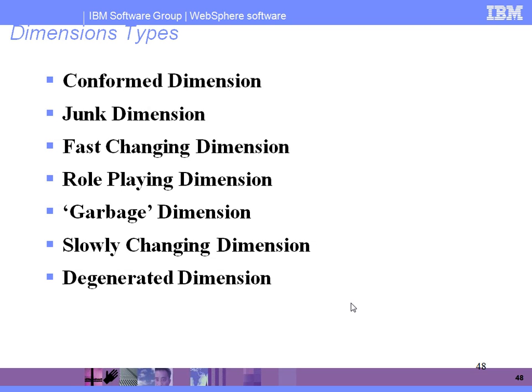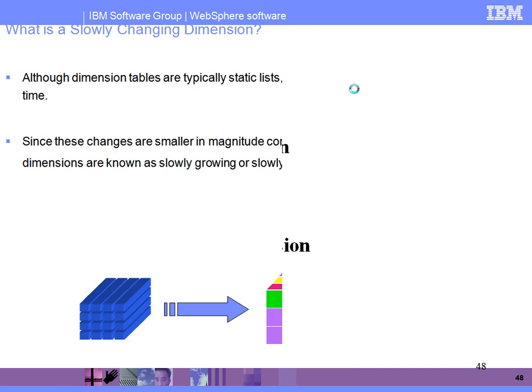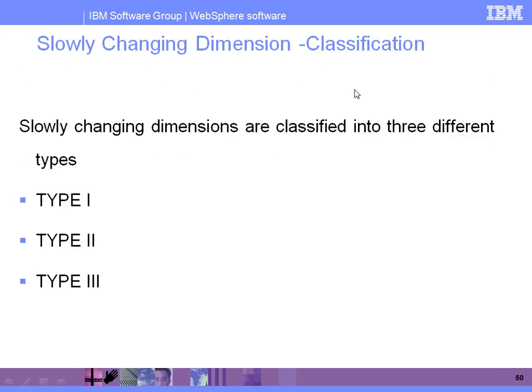Let me give one more example for this slowly changing dimension table, how to implement this SCD in our project. Let me discuss this for 1 or 2 minutes, then we'll go to the other dimension tables which are there while implementing any warehouse. In these dimension tables, there are multiple types of dimension tables.